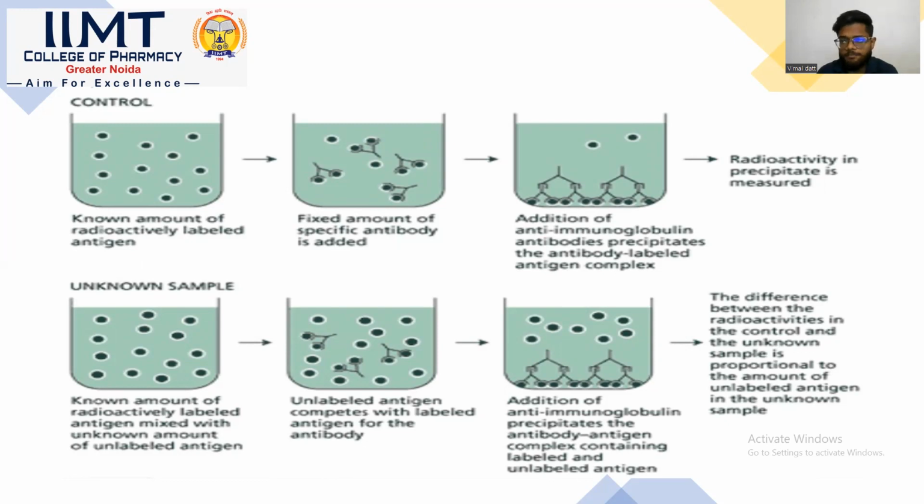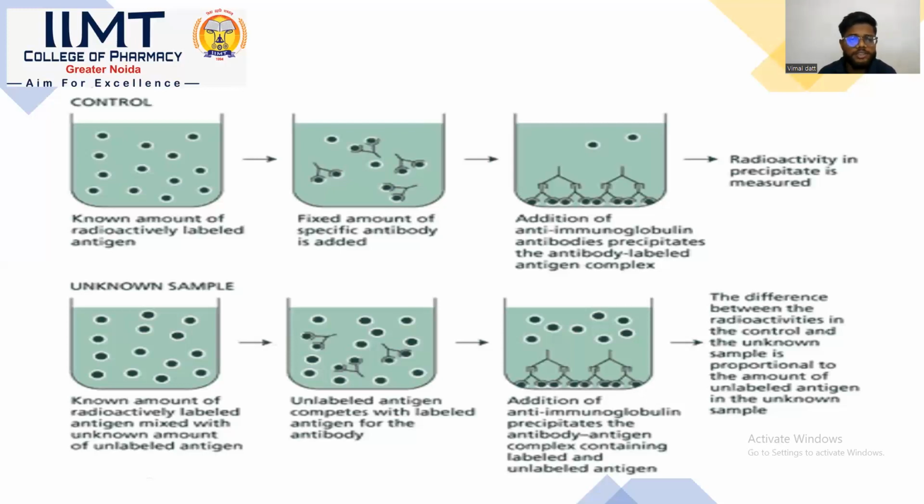So in this process, firstly we produce radio-labeled antigen, and then we add antibody, and through the reaction, the radio-labeled antigen binds to the antibody. These complexes are then precipitated or separated by the next antibody, also known as anti-immunoglobulin, which precipitates out the antigen-antibody complex. After that, we measure the radioactivity of that precipitate, and we find 100% radioactivity in the precipitate formed by this process.